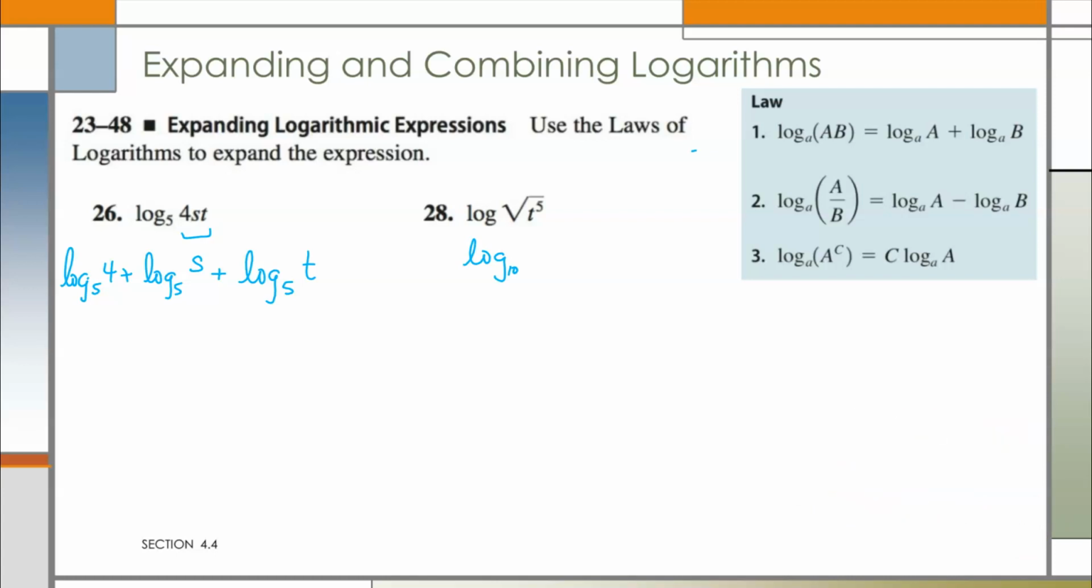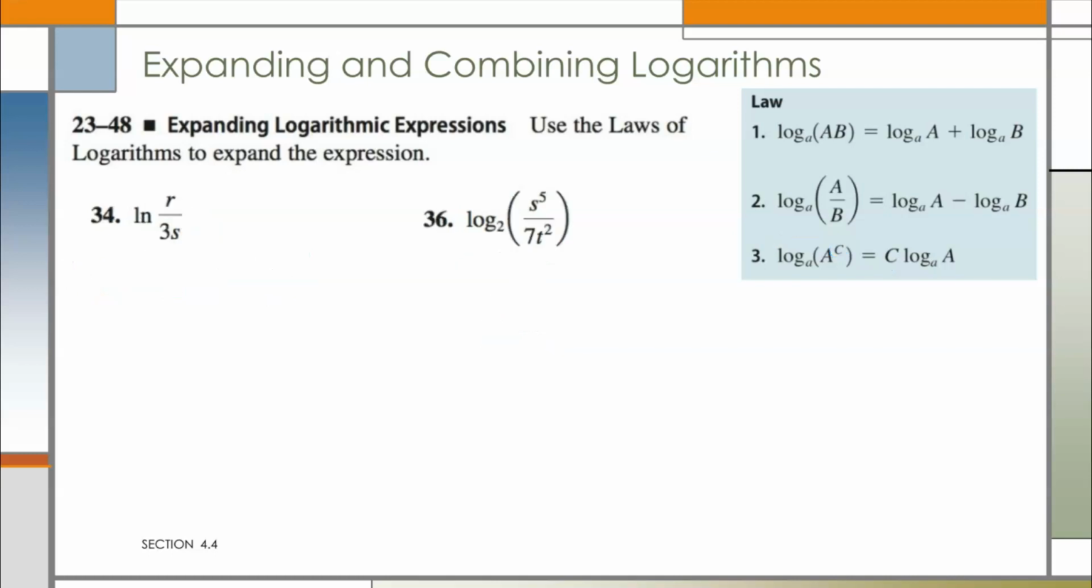Okay, so let's see if we can write t to some power. It's already underneath the radical to the 5th power. The square root has an index of 2, so we can write this as t to the 5/2. Now which of the laws apply? Law 3. We have an exponent, and what our law says is we can bring that exponent out front. So this would become 5/2 log t.